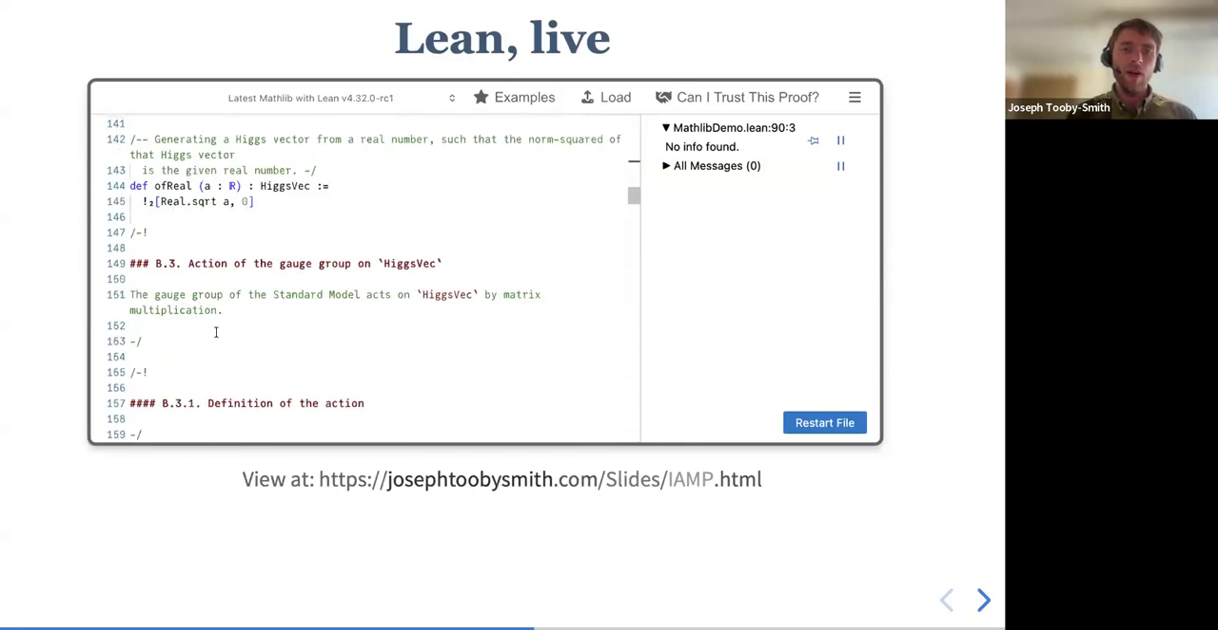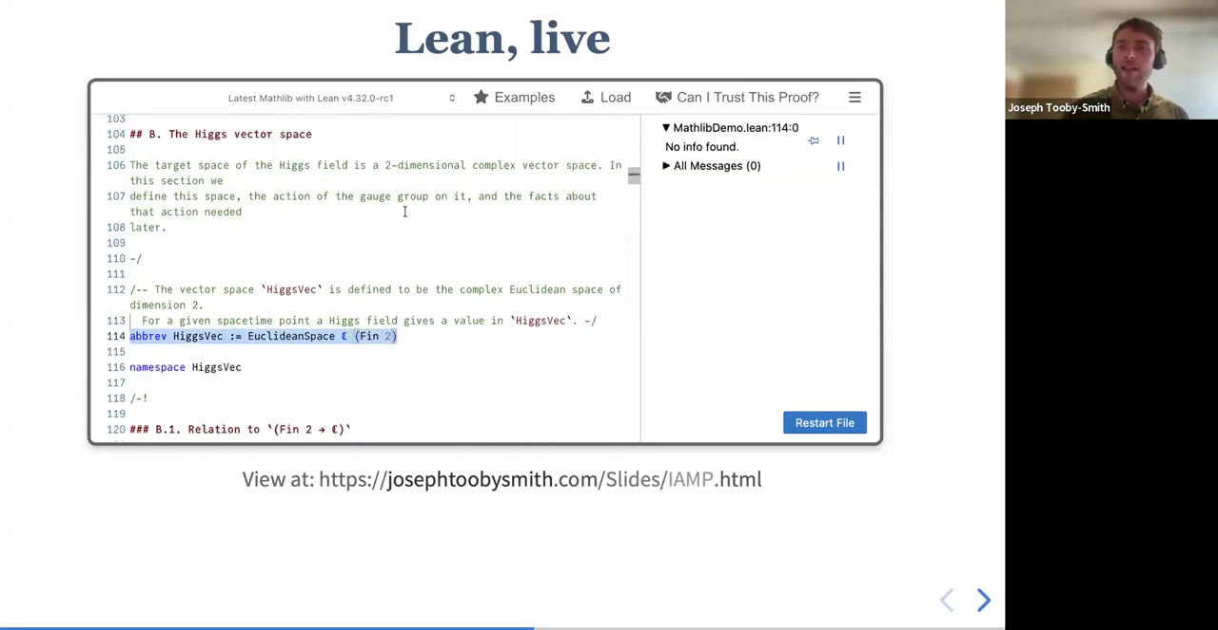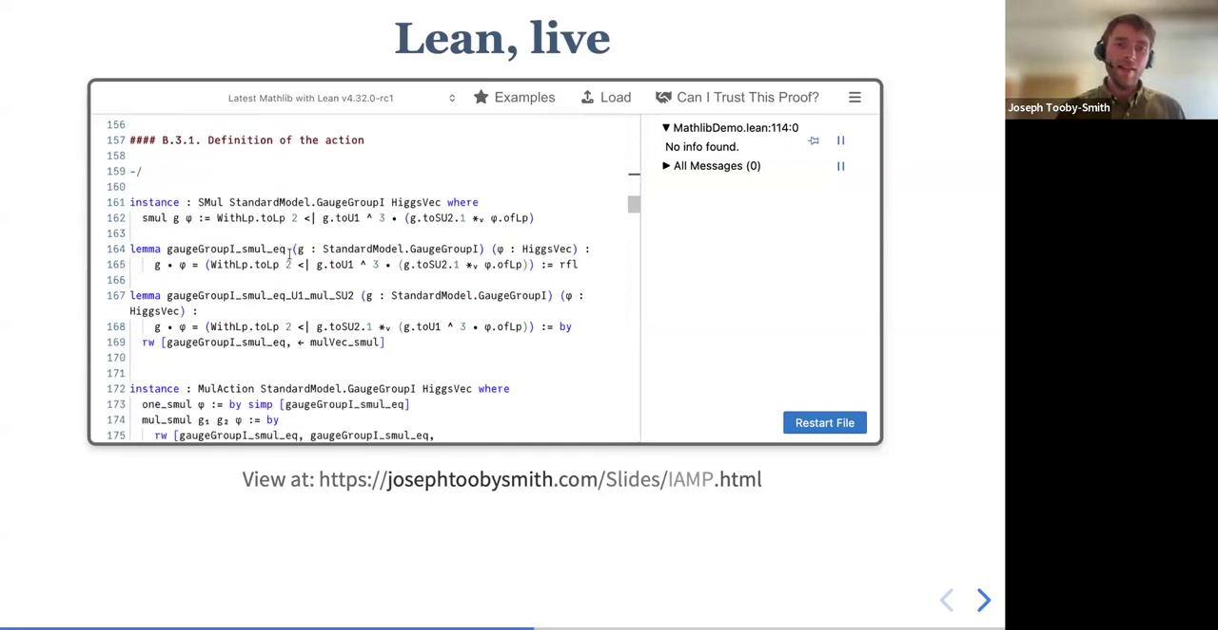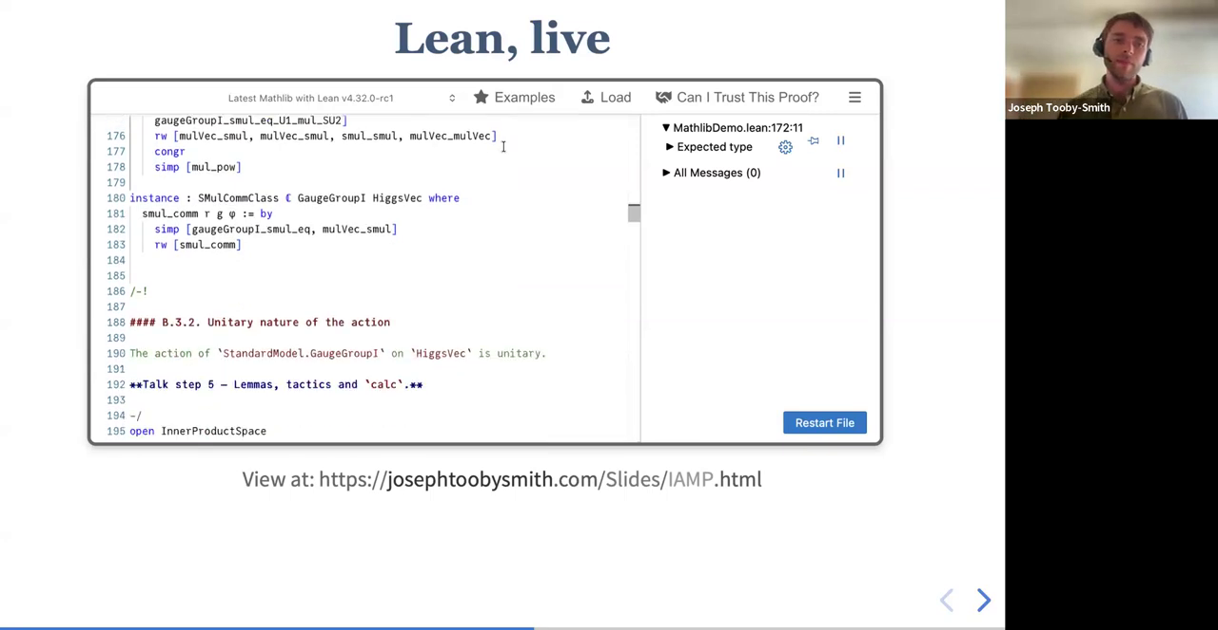And that theorem is going to be related to the Higgs vector. So we're going to define here the space of Higgs vectors, or the type of Higgs vectors, every element of which corresponds to a complex vector of dimension 2. And on that, we are going to define an instance of a multiplicative action of the gauge group, which is here. That's to say that the global gauge group acts by a multiplicative action on Higgs vectors.